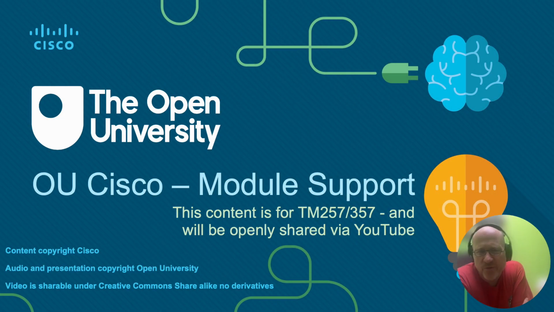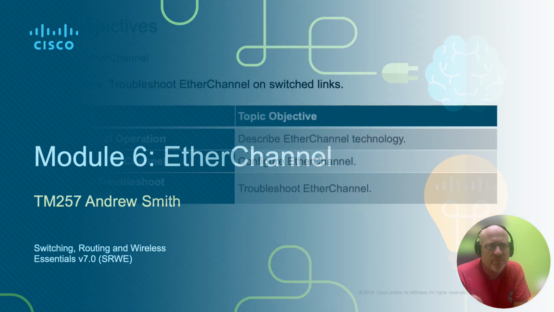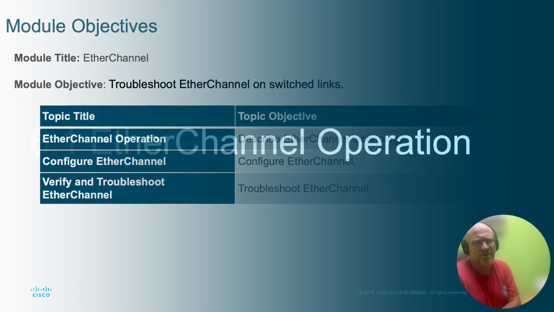I'm Andrew Smith from the Open University Cisco Academy, and I am going to cover Module 6 Etherchannel from Switching, Routing and Wireless Essentials. As ever, I'm not going to read through the slides, but what you are probably discovering now is how the Cisco content is beginning to hop a little bit between different linked topics. You started off with VLANs, then into VLAN routing, then spanning tree, now Etherchannel, and you'll see the connection here.